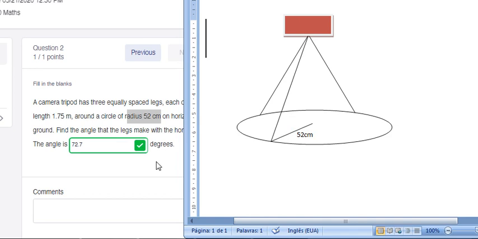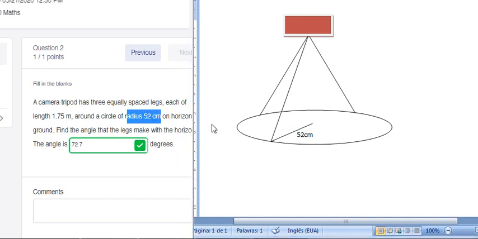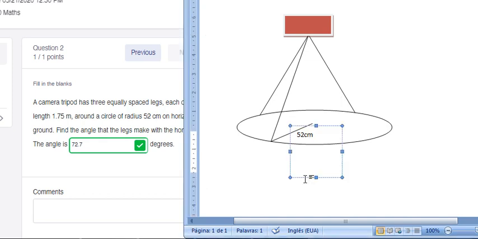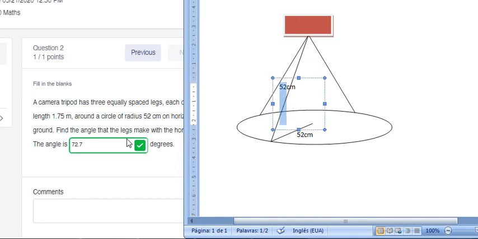The length of each leg is also known. The length of the legs is 1.75 meters. So we have to write down in the same unit: 175 centimeters, right? 175 centimeters. Don't forget, write down using the same unit.